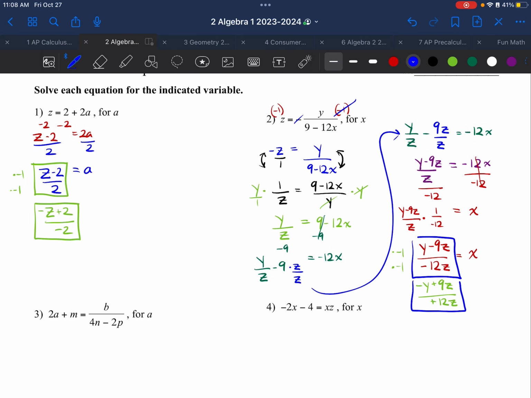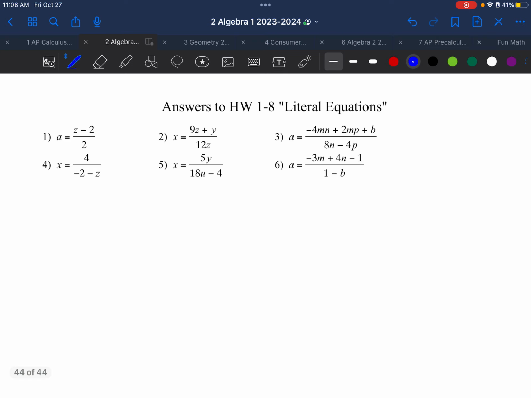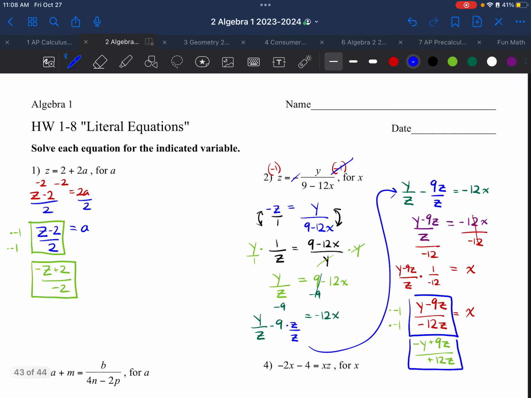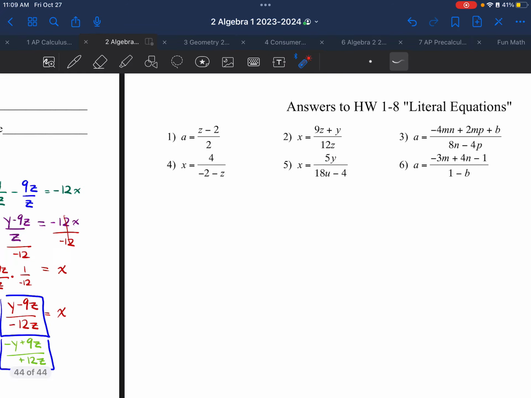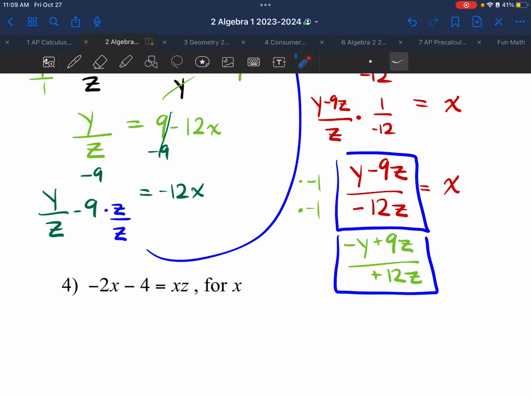I'm curious which one they did on the back. Is it the y minus 9z? Ooh, we got the wrong answer. I'm checking it out. So notice that it's positive, positive, positive for number 2. We are on number 2. We should have all the same signs. So it should be positive, positive, positive. But in this case, we had a negative, which means we've made a mistake.